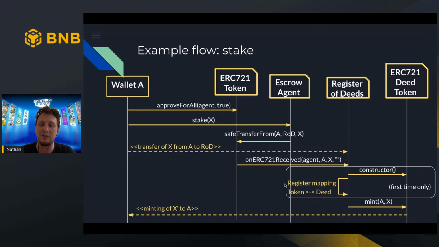The first time that this particular ERC721 token is staked, the deed token, so the prime token, will be deployed, and the mapping between the token and its deed will be registered. Then it will mint the token X prime, X being the token identifier, which is the same as the token X. It will mint it to wallet A. So at this point, the minting of X prime happens, and it is given to A. So that is the initial stake flow.